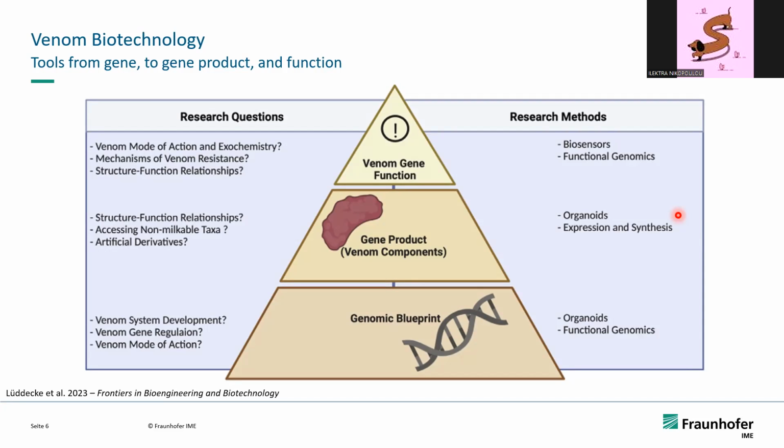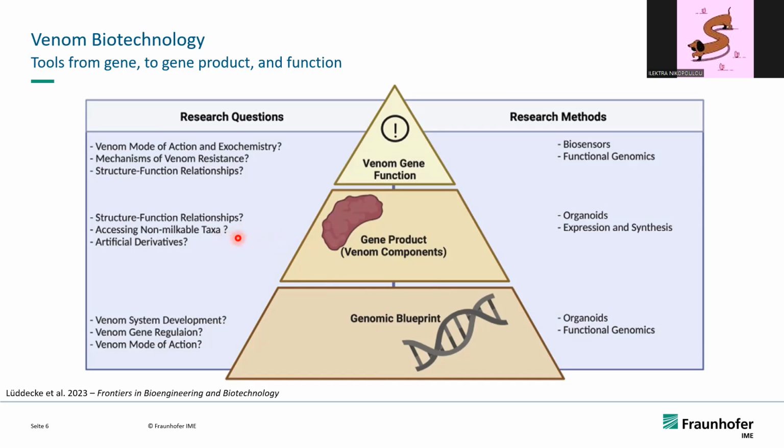And for that, I want to go over the different methods based on the traditional hierarchy of genetic complexity, starting on the genome level, looking at where biotechnology can be used to study the genomic blueprint of venom systems and answering questions about venom system development, venom gene regulation, also modes of action.